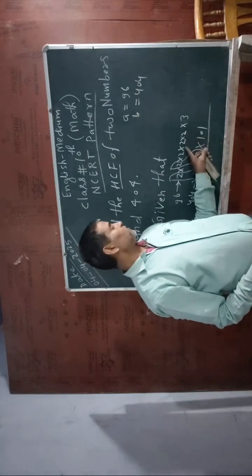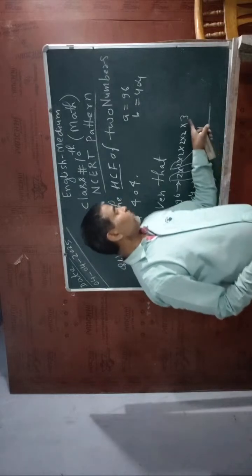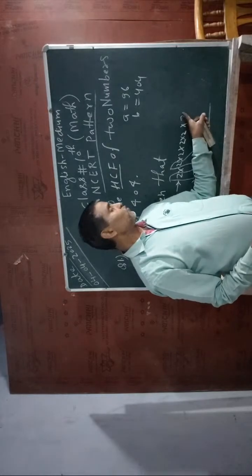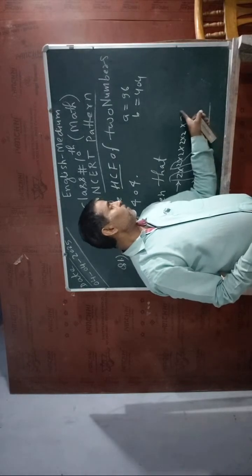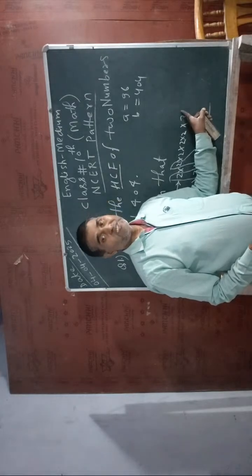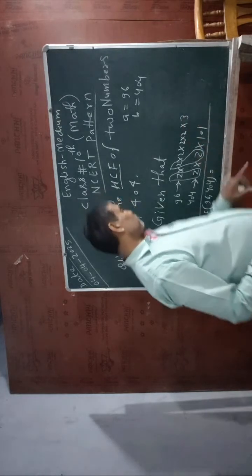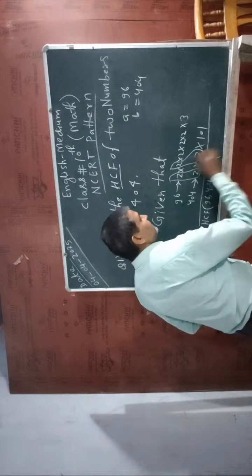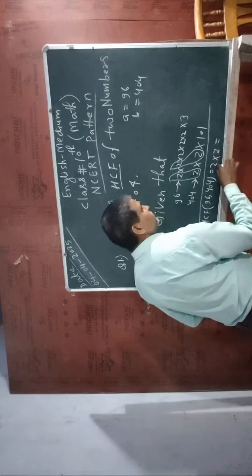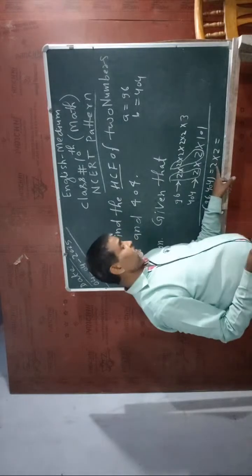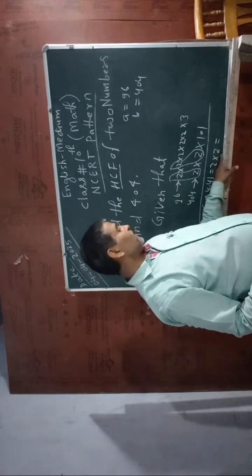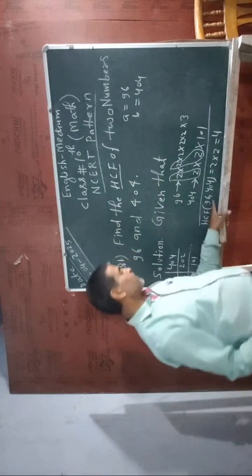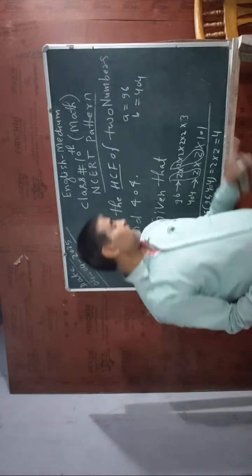Same concept as previous. Now here 3 is available, here 3 is not available, so I will exclude 3. Now here 101 is available in the second term, but 101 is not available in the first, so I will exclude this one also. So its value will be 2 from 2, and I will take 2 two times, so it will be 2 to the power 2, which is 4. So HCF of 96 comma 404 will be 4.